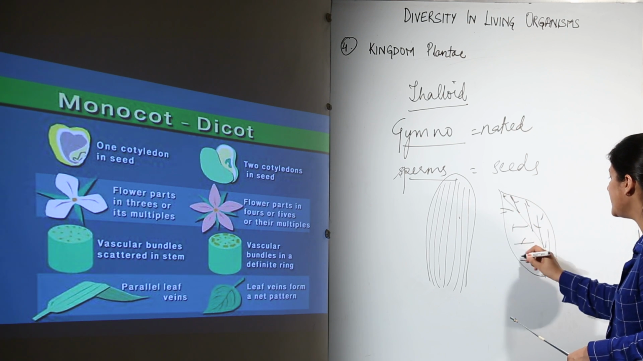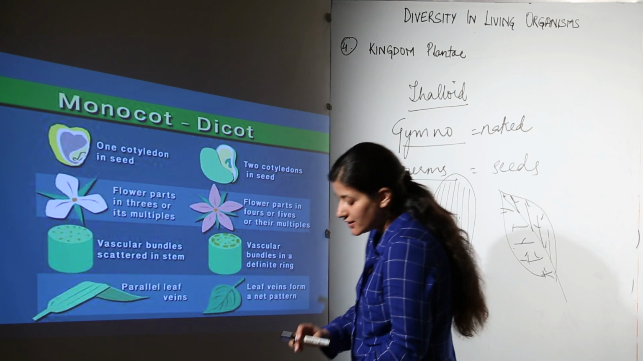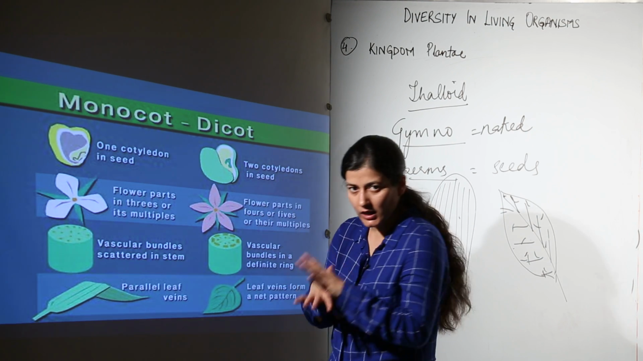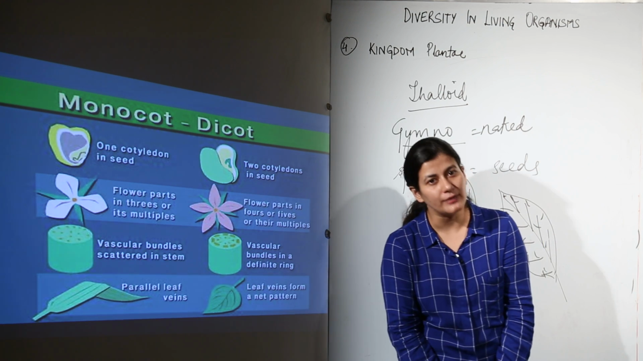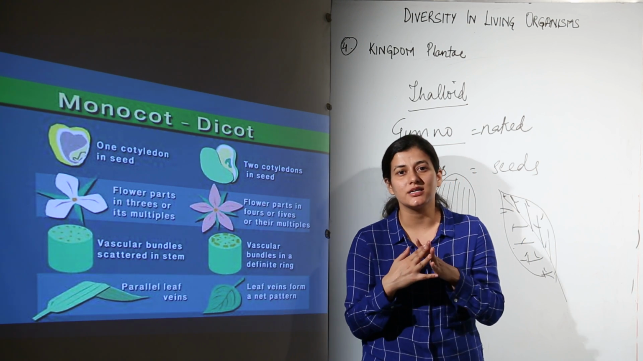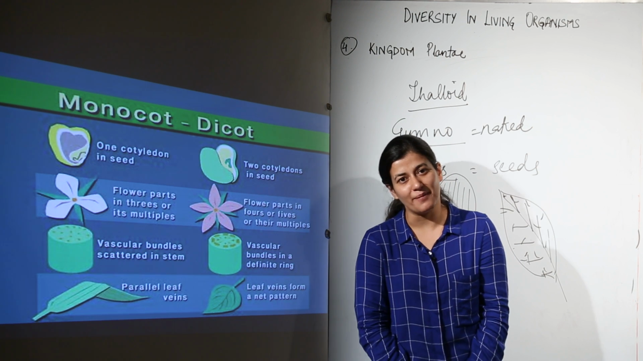So, this is the clear cut point of difference between the monocots and dicots, and with this we are completed with the understanding of kingdom plantae. All you have to keep in mind is what are the points of differences, and you have to learn the examples by heart.